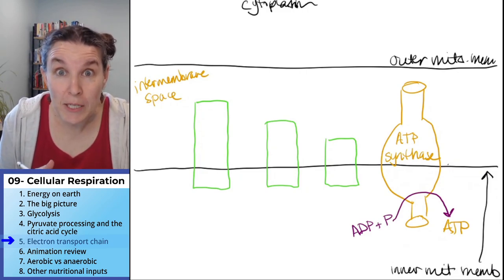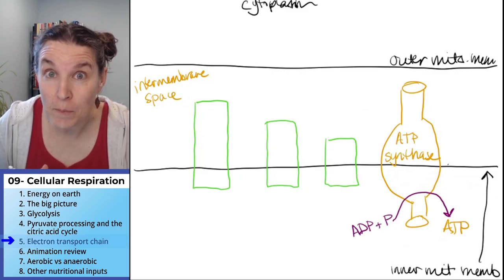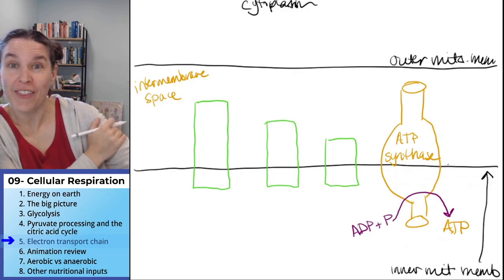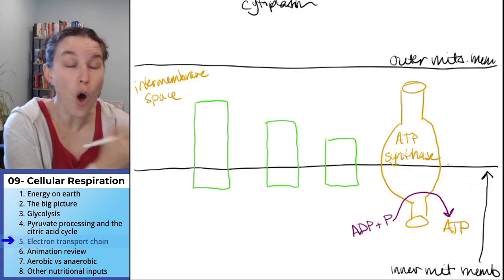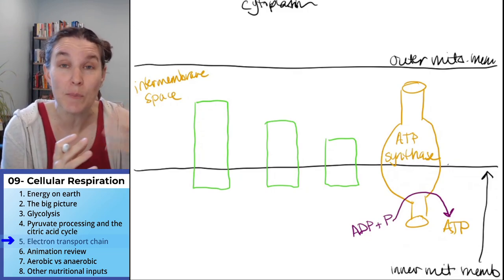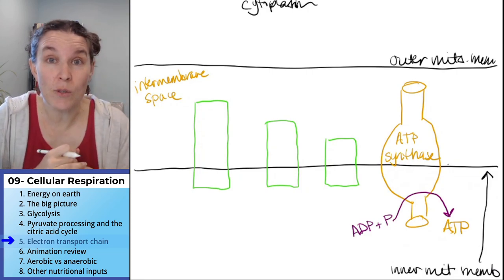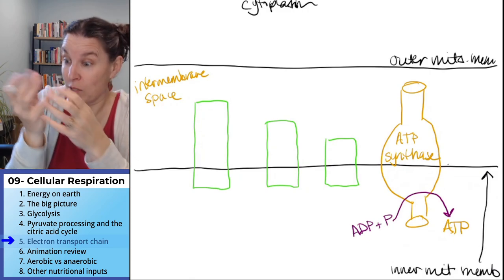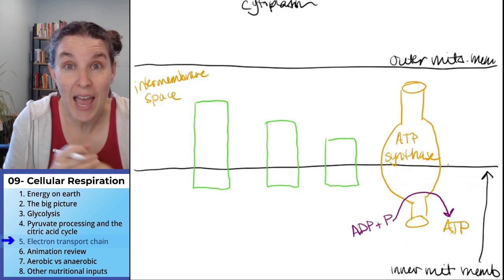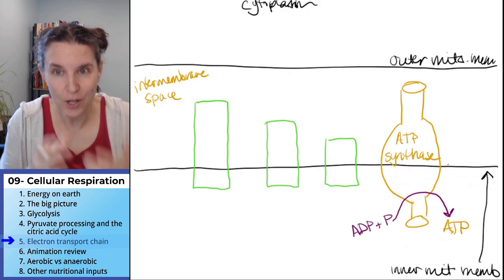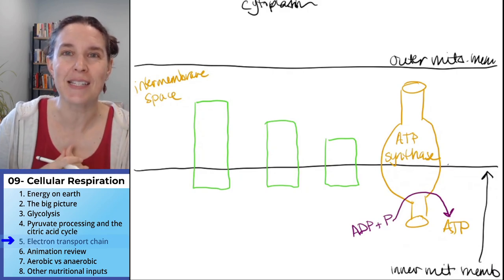From ADP plus P, where did that come from? All the work that you're doing in your cells, all the transporters that need ATP to make stuff happen, they're all using up a molecule of ATP, and what results is ADP and P. And those ADP and Ps travel to the ATP synthase, go through the process, and become ATP once again.